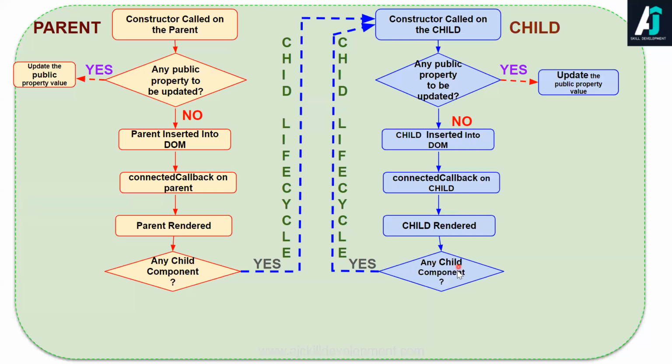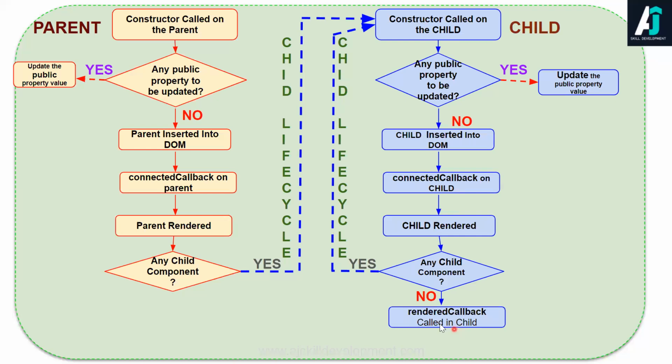Now, if there is no other child inside this child, then it comes to this particular part. If there is no other child being embedded into this child, then the child component's rendered callback method gets executed. Only now will the rendered callback get executed. The takeaway point is that you have to understand very clearly when the constructor is invoked, when the connected callback is invoked, and when the rendered callback is invoked. So once there is no child embedded into this particular child, the rendered callback in the child will get executed.